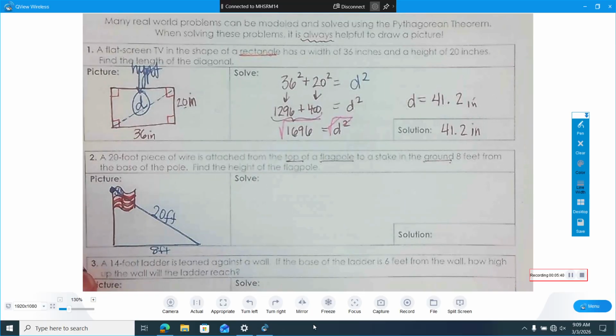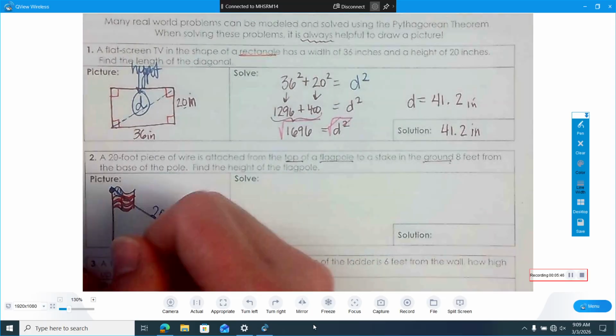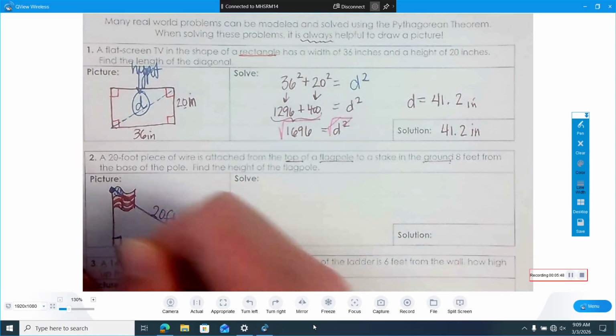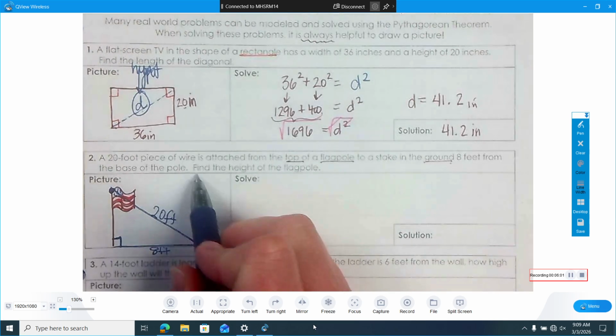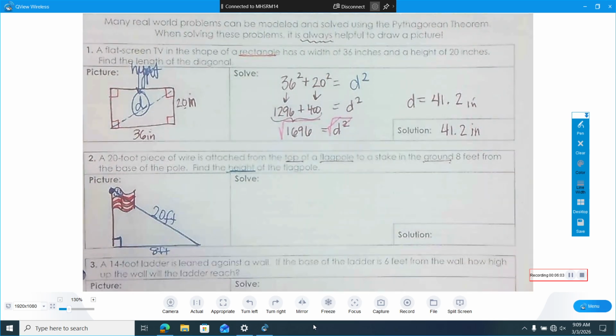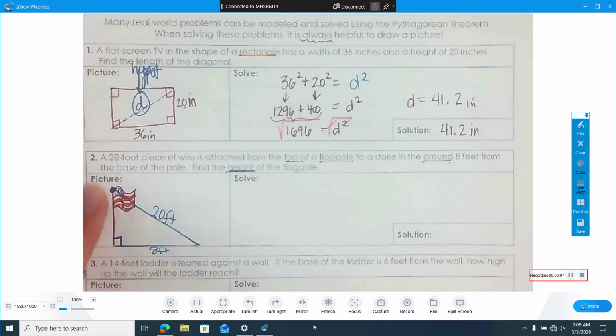It doesn't need to be. It doesn't matter. When you label it, that's what it is, regardless of what your picture looks like. And again, we are assuming that the flagpole is perpendicular to the ground. They didn't mention that it was like the Leaning Tower of Pisa at some weird angle, so we assume it's perpendicular.